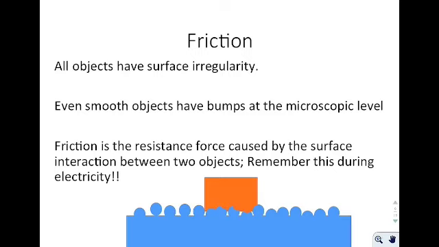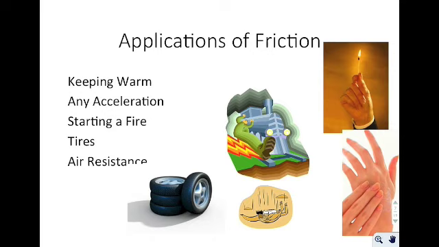Friction is due to surface irregularity. Okay, even the most smooth surface, when you look at it on a microscopic level, has surface imperfections. Those surface imperfections actually result in two objects that kind of collide with one another on an atomic level. So friction is the resistance force caused by the surface interaction between two objects. And this is going to become important when we talk about electricity, because we'll describe the interaction between these electrons that way.